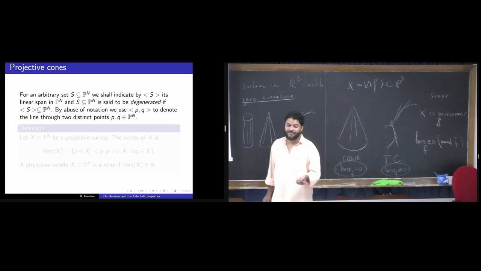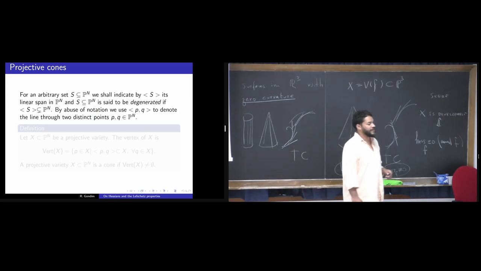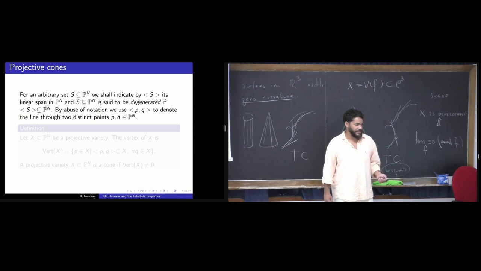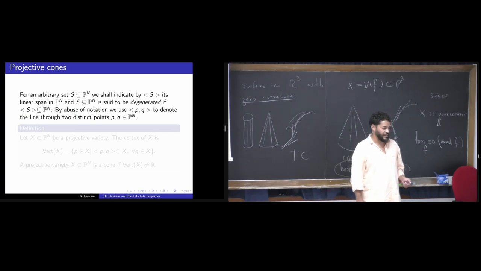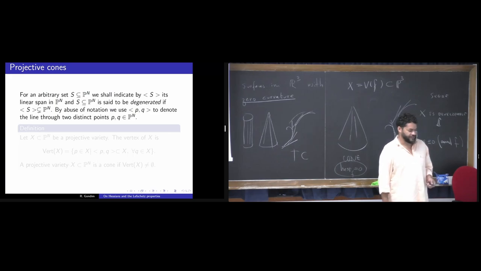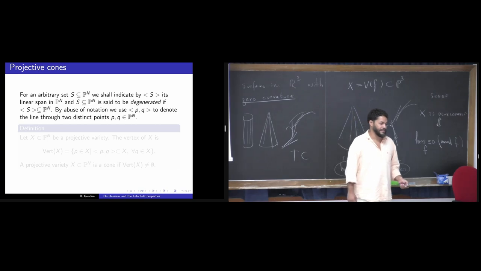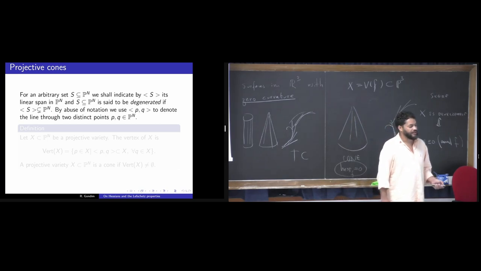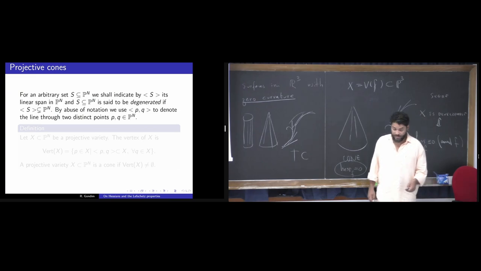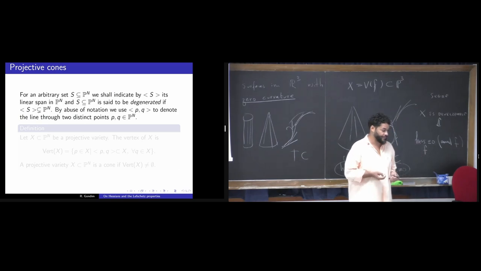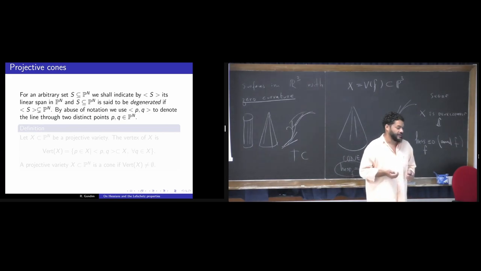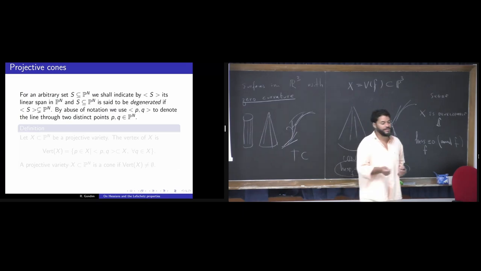So let's recall what I'm saying. What's a projective cone? Let me introduce some notation for any subset S of the projective space. I would denote this way the linear span of S in the projective space, and I would say that the set S is degenerate if its linear span is not the whole projective space, so it's contained in some hyperplane. By abuse of notation, I will use this notation to denote the line through two different points P and Q.